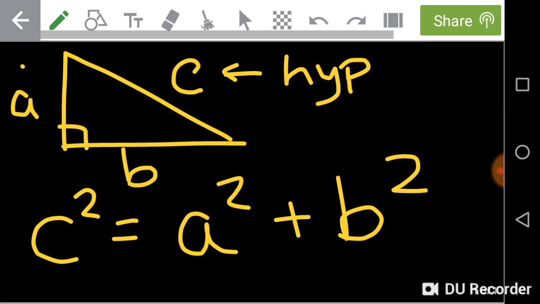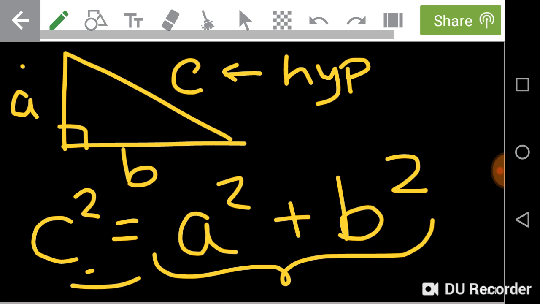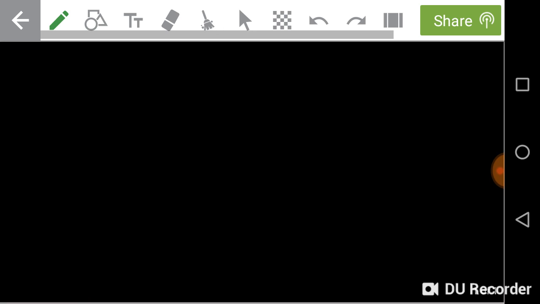Looks confusing? Not to worry, we will solve examples based on this. Squaring A and B and adding them up together will give us the length of the hypotenuse, the longest side of the right angle triangle. Now let us see an example.